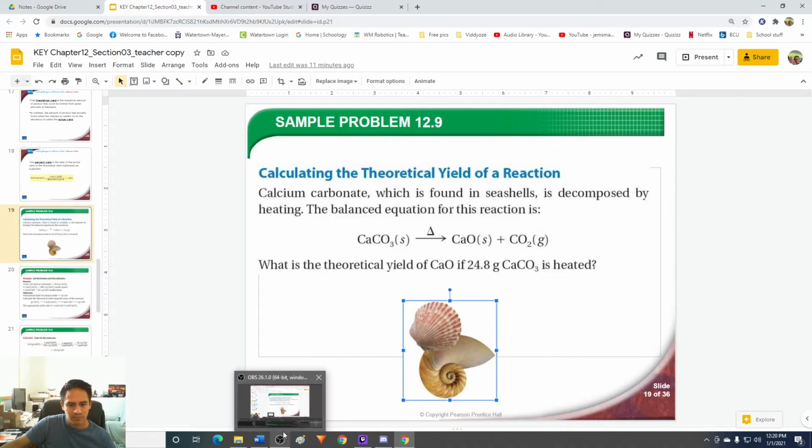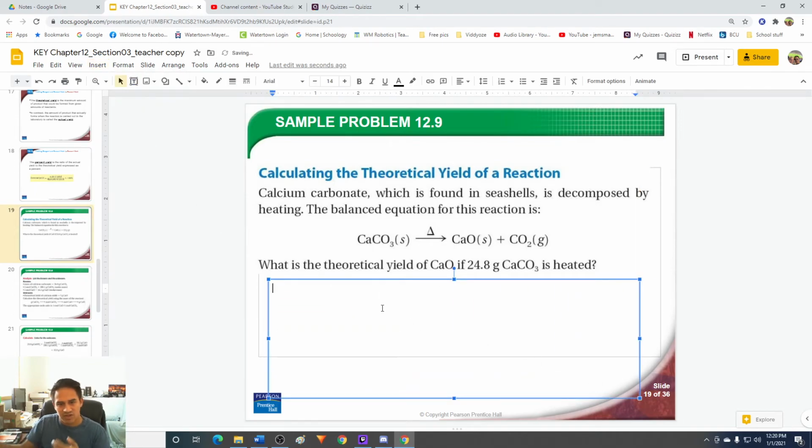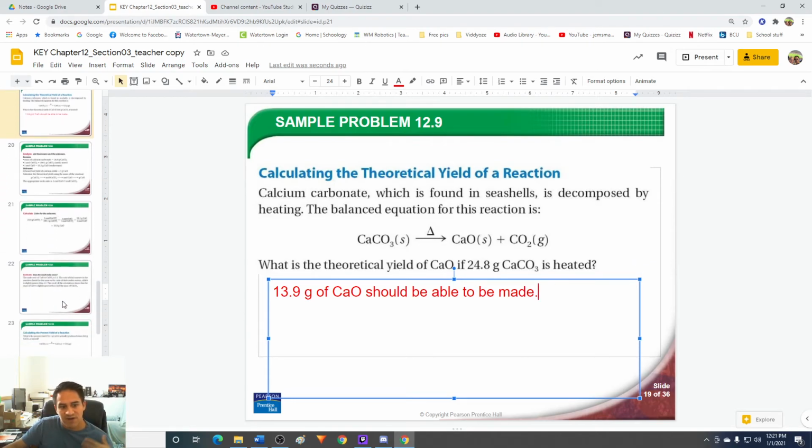Okay, so let's switch back to our slides here. Let's just insert a text box. Again, I know the math work is not being shown. It was done on paper. I'm just going to type in an answer here. But we can say that 13.9 grams of calcium oxide should be able to be made. Okay, that's our theoretical yield. Now, I'm guessing the follow-up question is going to do something with percent yield.